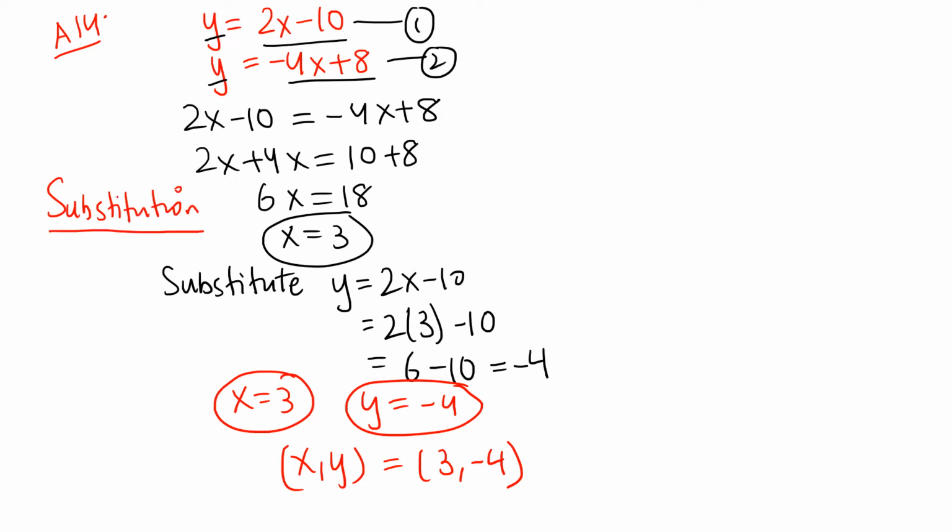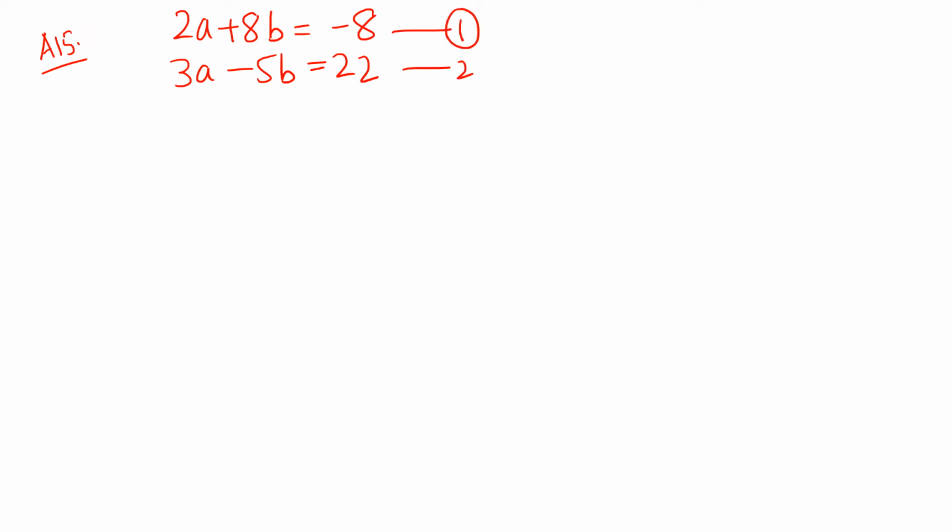Substitution basically means replacing one variable in terms of the other. Let's do one more question, the last question on substitution before we move to elimination in the next slide. This is answer 15 that we are doing. The first equation is 2a plus 8b is equal to minus 8. The second equation is 3a minus 5b is equal to 22.